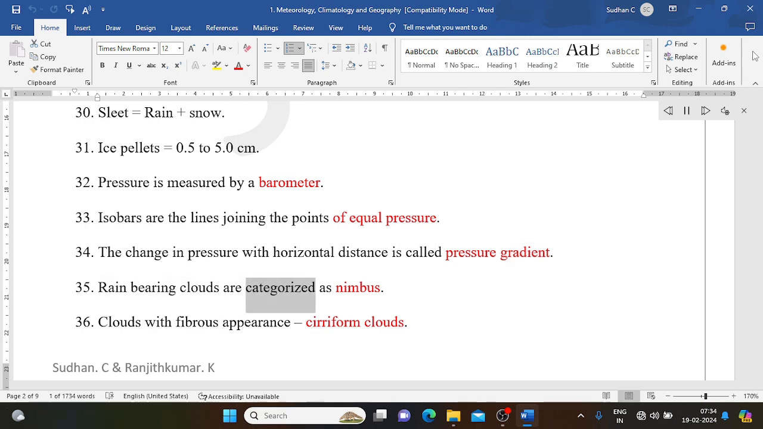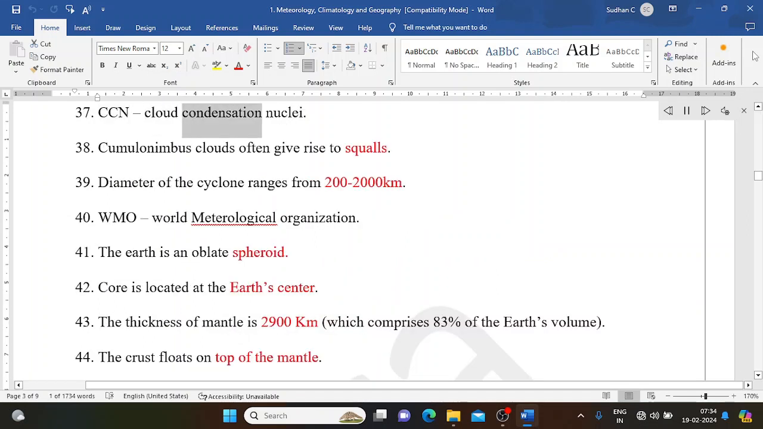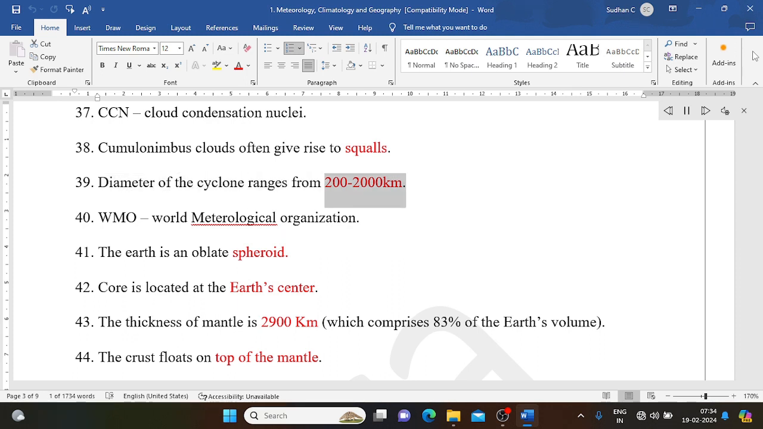Rain-bearing clouds are categorized as nimbus. Clouds with fibrous appearance, cirriform clouds. CCN, cloud condensation nuclei. Cumulonimbus clouds often give rise to squalls. Diameter of the cyclone ranges from 200 to 2,000 kilometers. WMO, World Meteorological Organization. The Earth is an oblate spheroid.